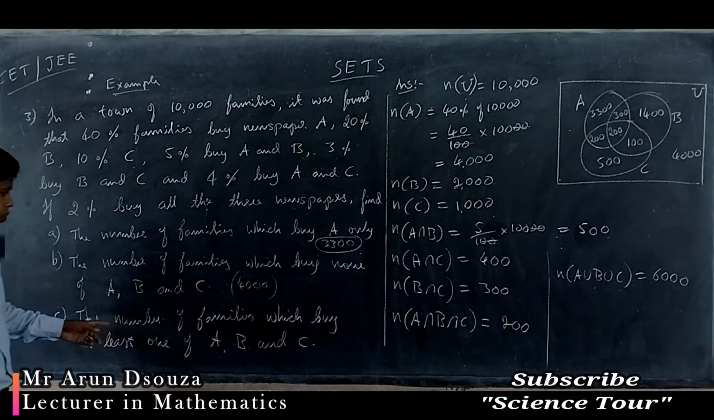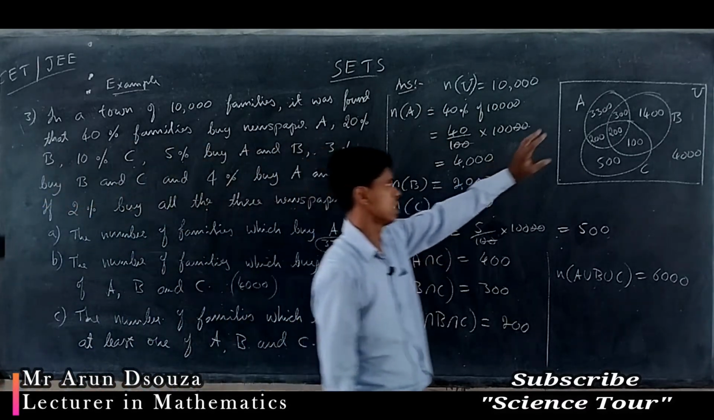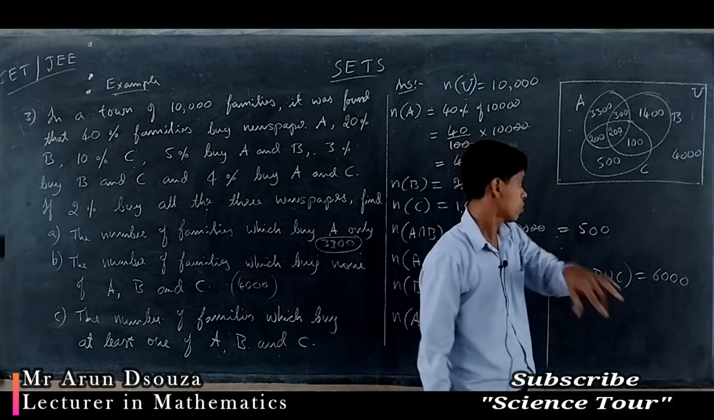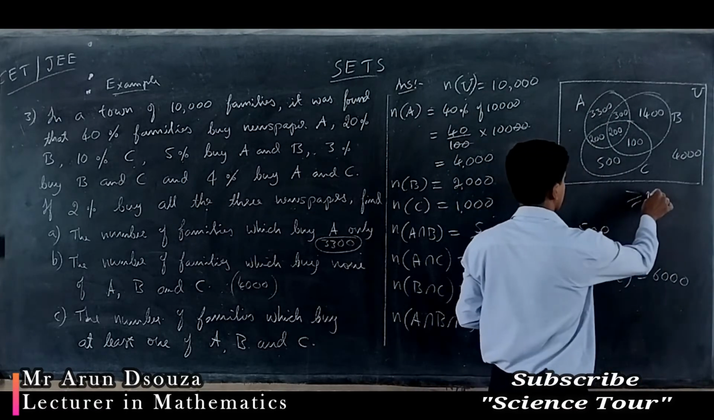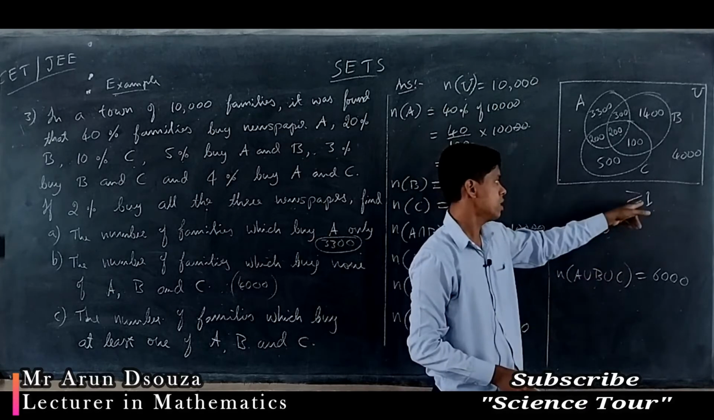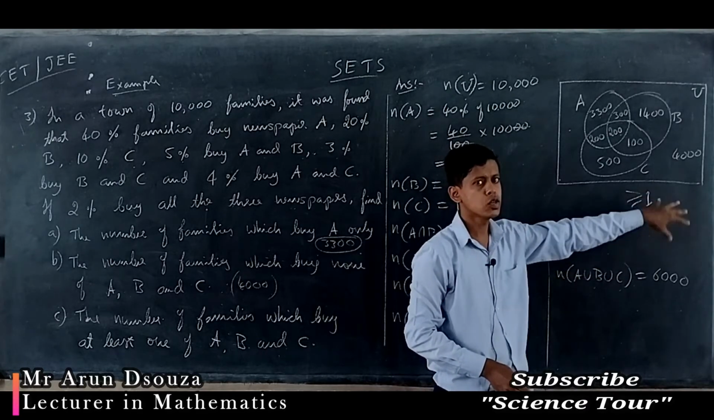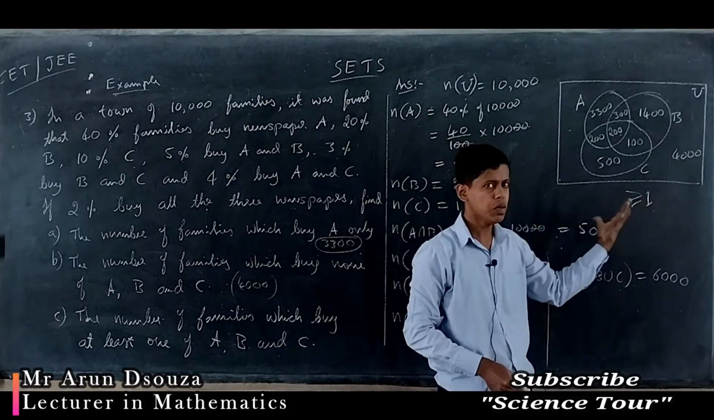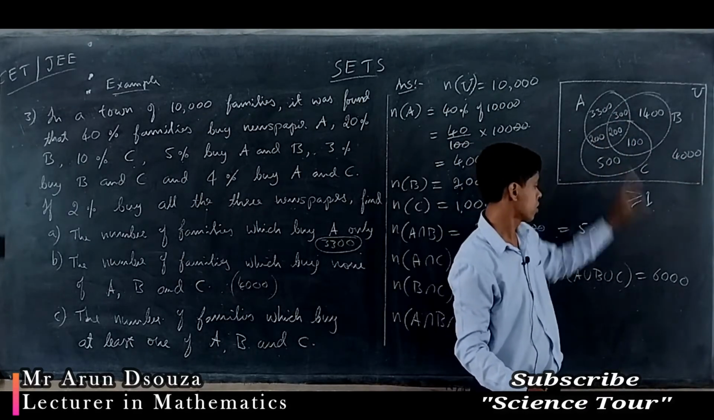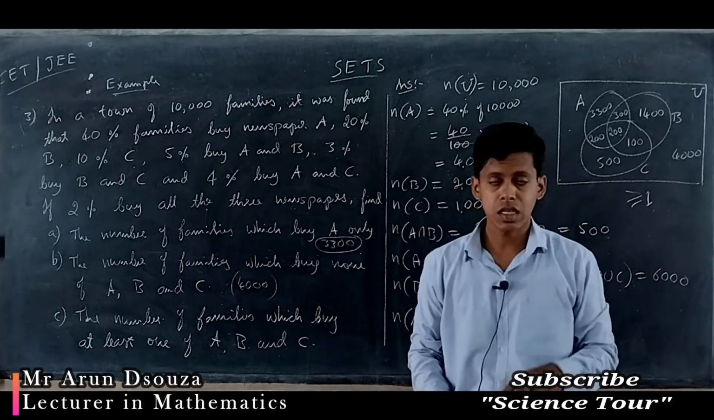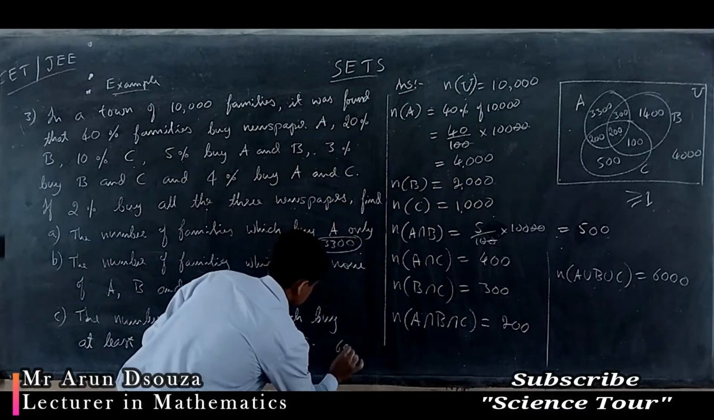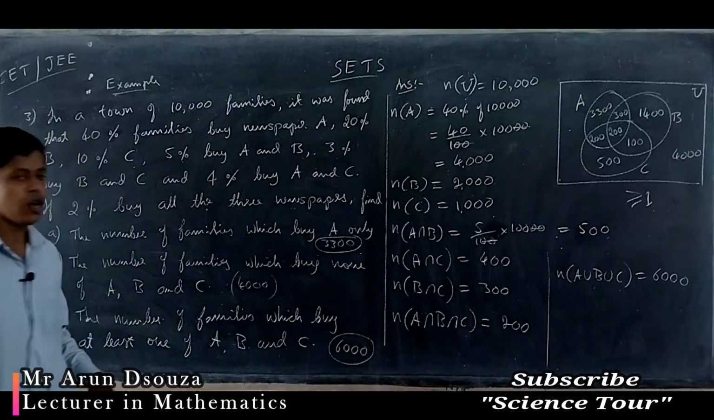Then what about the number of families which buy at least one of them? They buy at least A, at least B, or at least C, or they may buy both. What is the meaning of at least one? Greater than or equal to 1. The meaning of at most is less than or equal to 1. So at least 1 means you may buy 1, or you may buy 2, or you may buy all the 3 also, but minimum 1 definitely you will buy. These are the people who don't buy any. These are the people who buy at least 1. So how many are buying at least 1? 6,000. So understand the meaning of at least 1. At least 1 means A union B union C. So this is 6,000. So that's it. You have all your answers.